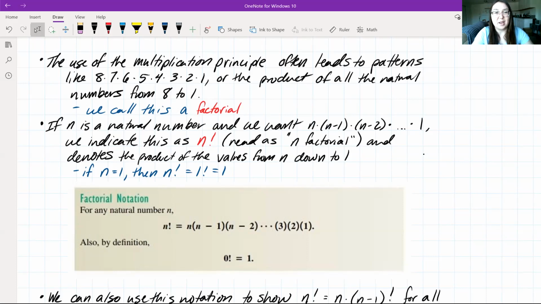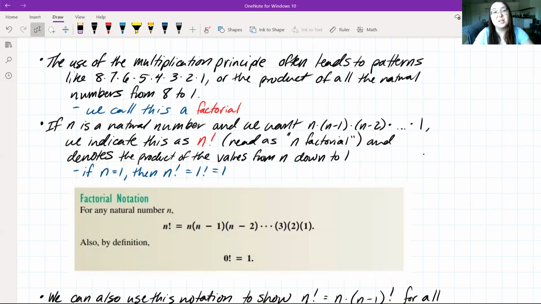So we call this a factorial, this pattern of going from one number all the way down to 1 and multiplying by every whole number or every natural number in between. We call this a factorial. So if n is a natural number and we want the pattern that we just saw, so n times n minus 1 times n minus 2, and we go on and on until we hit 1, we would indicate this as n with an exclamation point, and we read that as n factorial.